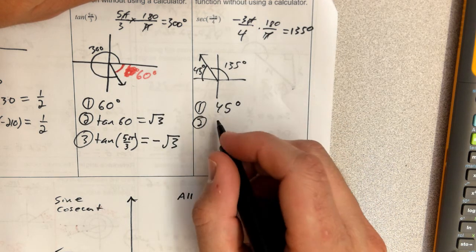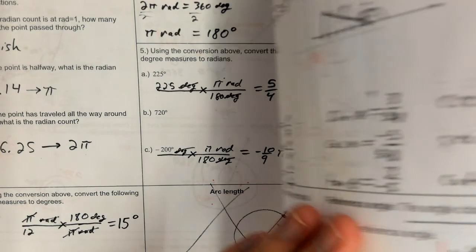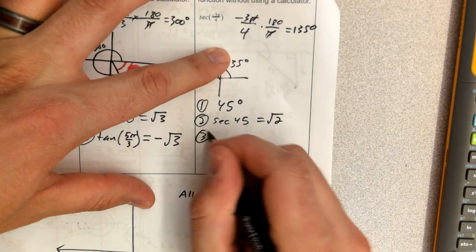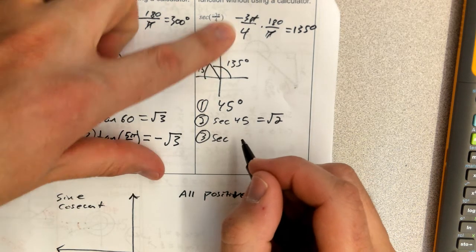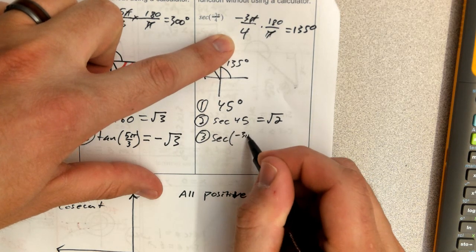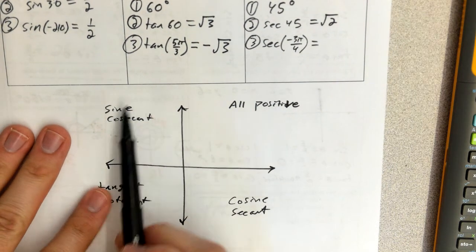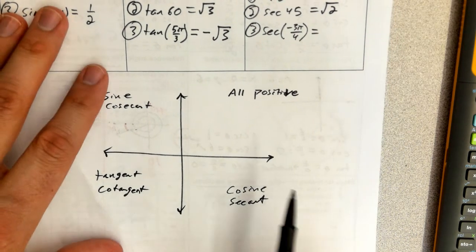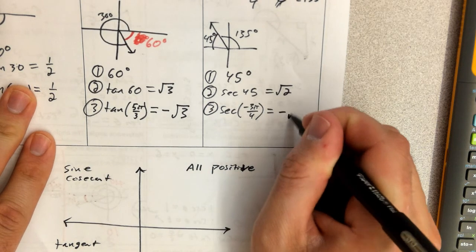Step two, figure out what secant of 45 is. So you check the chart. Secant of 45 is square root of 2. And then step three is to figure out whether it's positive or negative. So for secant of negative 3 pi over 4, we check the quadrant. It's in this quadrant where only sine and cosecant are positive. So secant will be negative here. My final answer will be negative square root of 2.